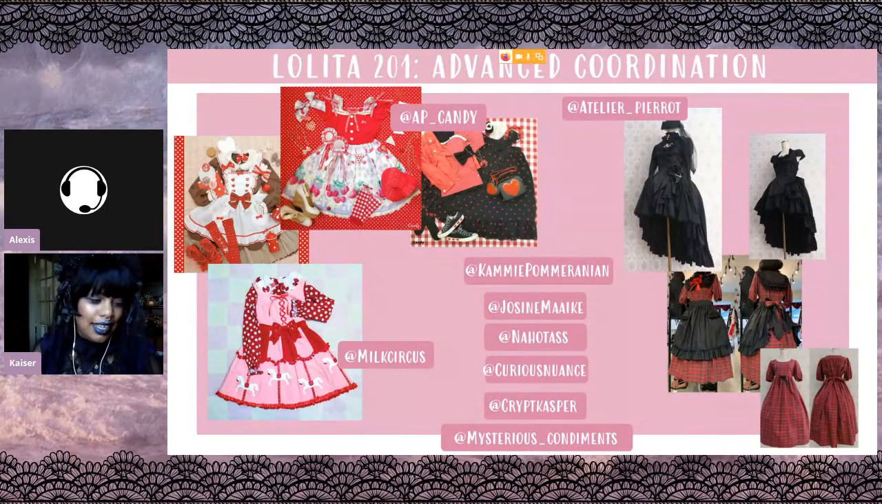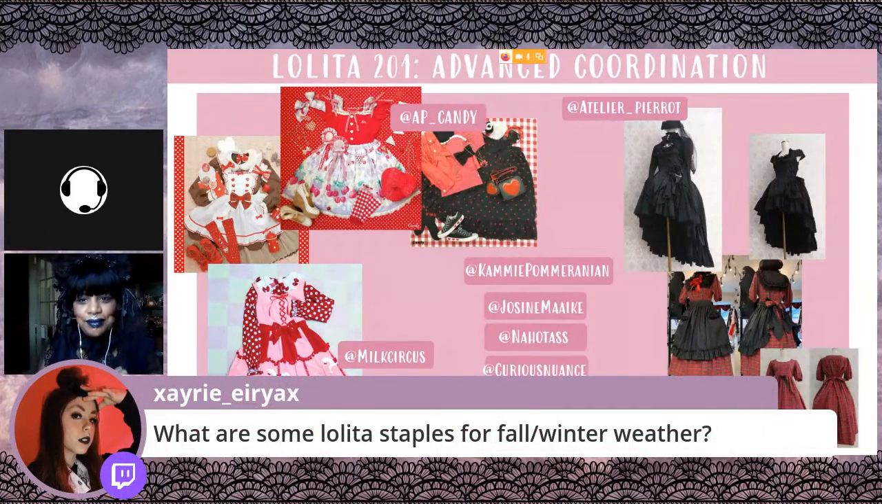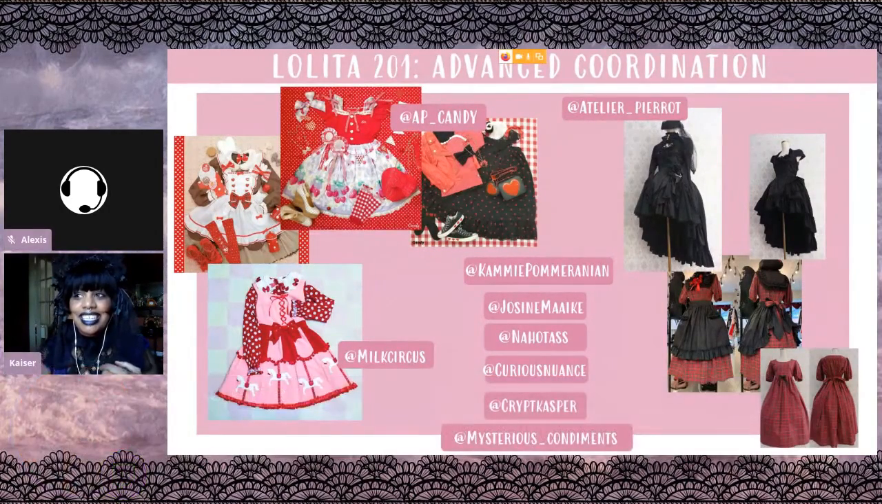All right. Next up, what are some Lolita staples for fall winter weather? Ooh, jackets, fur jackets, which again, you can do that whole texture thing. For fall specifically, I would say you could wear faux leather. It just depends on how cold it is and how much you can deal with it. But once you get into winter, you can start wearing a lot of faux fur.